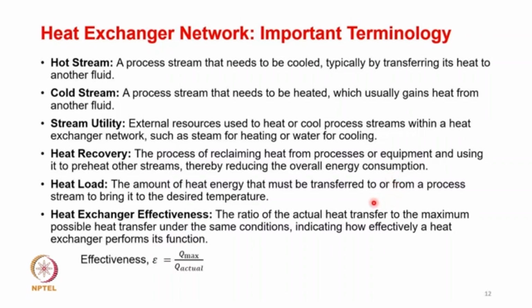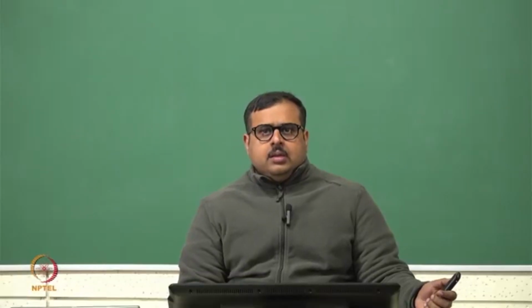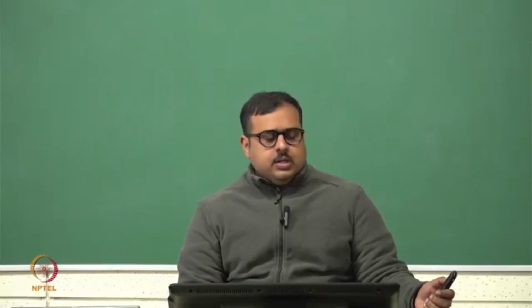And what is heat load? It is the amount of heat energy that must be transferred to a process stream to bring it to the desired temperature. Another key important variable here is heat exchanger effectiveness. What is heat exchanger effectiveness? It is the ratio of the actual heat transfer to the maximum possible heat transfer under the same conditions, indicating how effectively a heat exchanger can perform under ideal conditions. So effectiveness epsilon is Q actual by Q max, the ratio of the actual heat transfer to the maximum possible heat transfer.